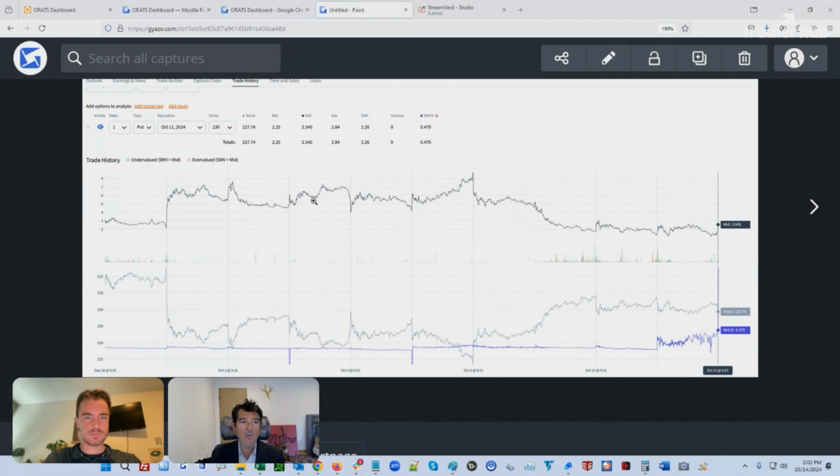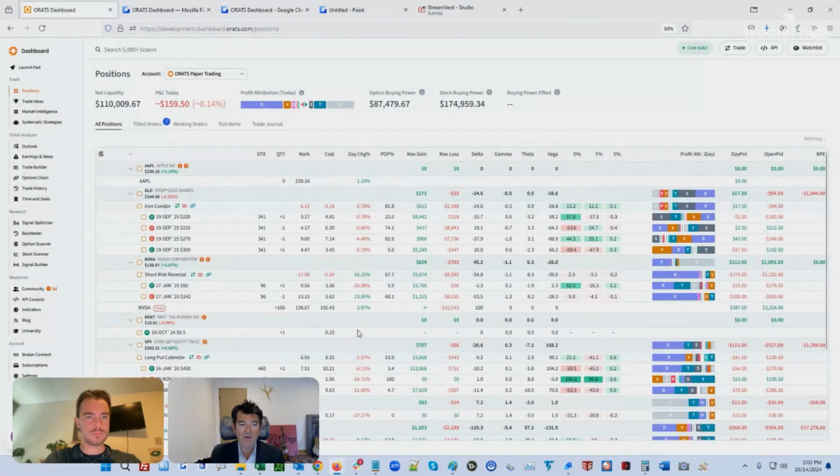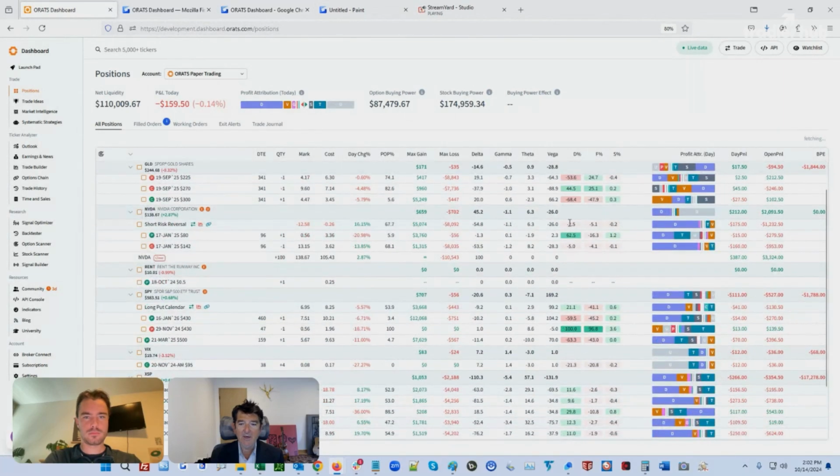So we made a few bucks on that one, and we still had the Nvidia trade going, and that trade is here. So it's up 10% today and up $2,090 from when we opened the trade, Tyler. All right, that's great news.